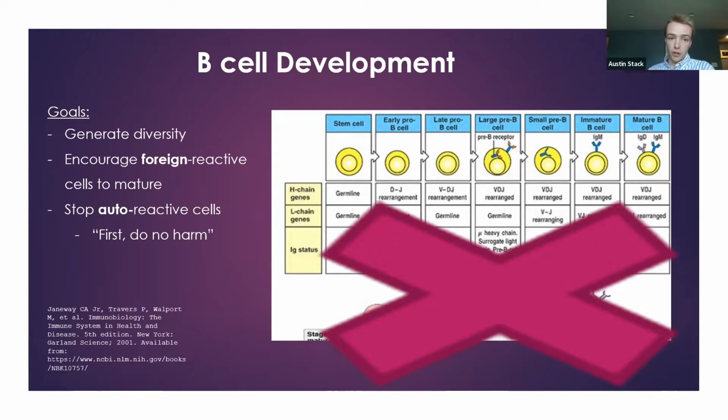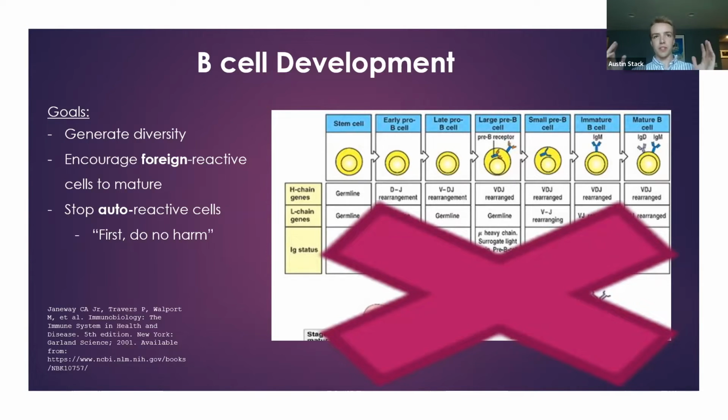So some of the goals of B cell development are to generate diversity. And what I mean by that is, well, let's begin with a little thought experiment. The immune system is there to fight off foreign invaders. Well, how many foreign invaders are there in the world? It's basically everything besides yourself could be a foreign invader. And there are trillions of possible antigens, things we need to fight off. And so we need to create trillions of different B cells, or at least antibodies that can possibly fight off anything we come into contact with.